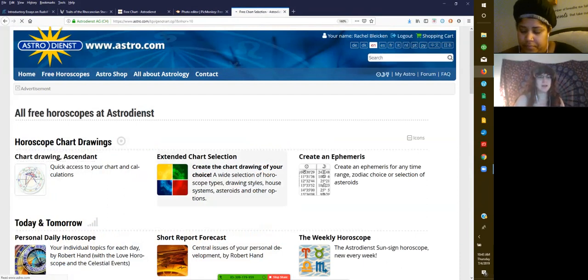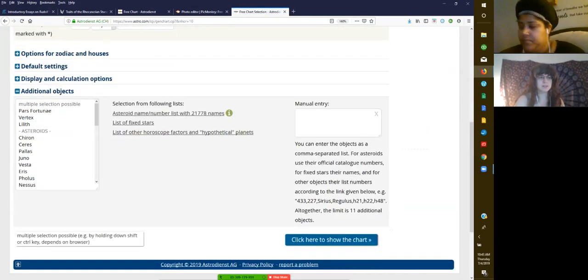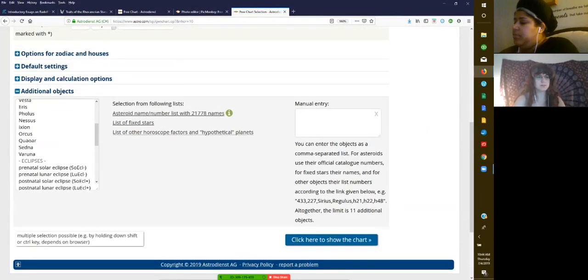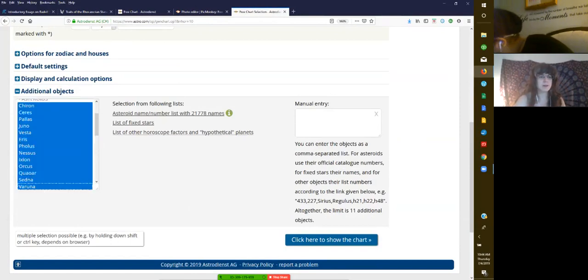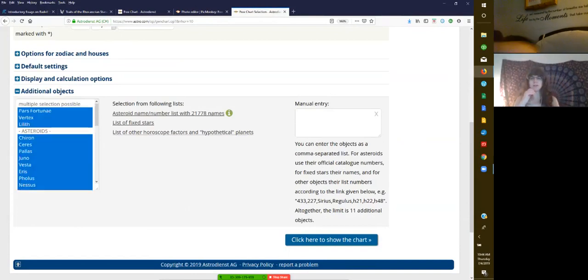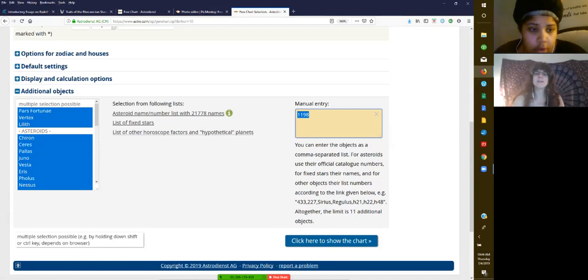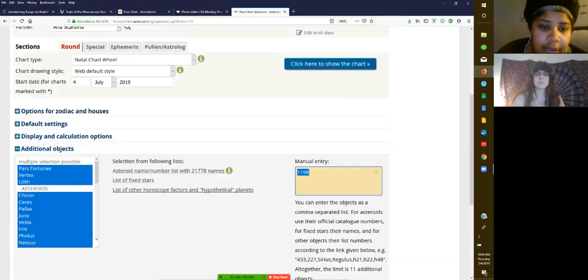Okay, and then I always select all of the multiple objects through the asteroids. I don't worry about all of these eclipses, and you don't want to select any fixed stars in this because you only want the ones to show up that are aligned. And I'm also going to add Atlantis, because for whatever reason, they didn't list it over here on the left.